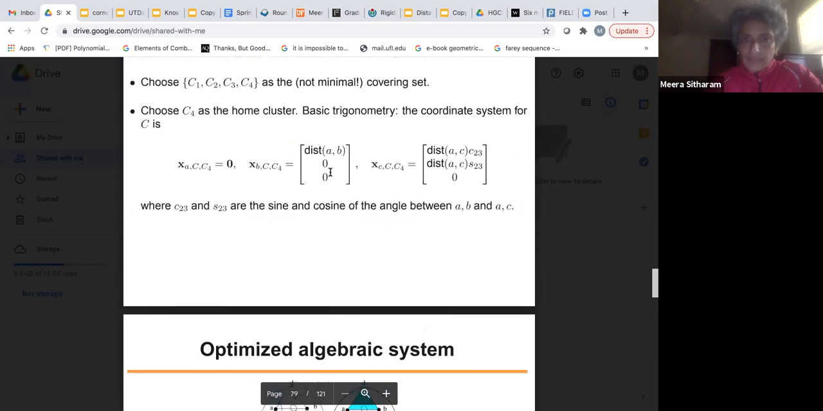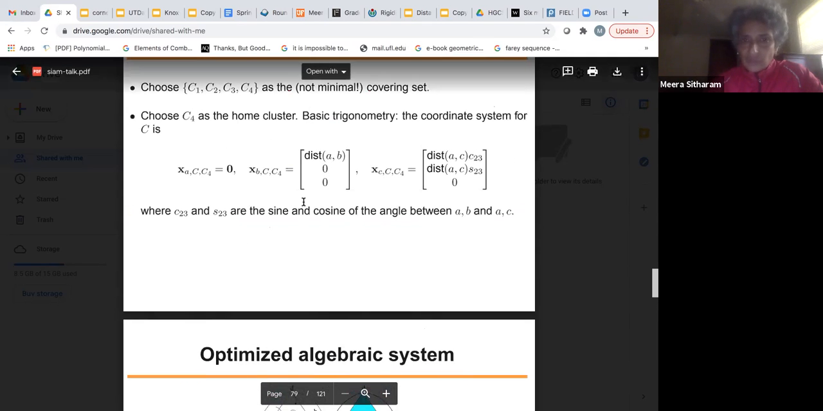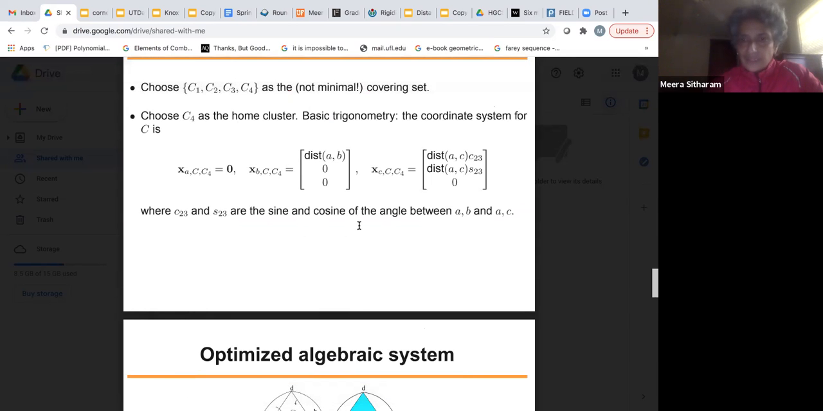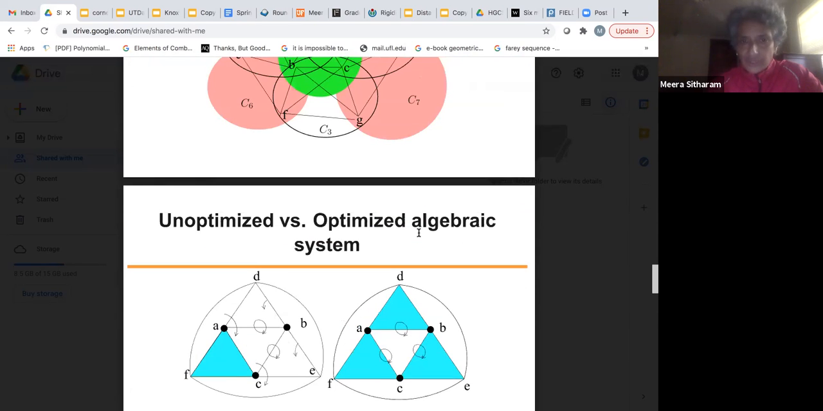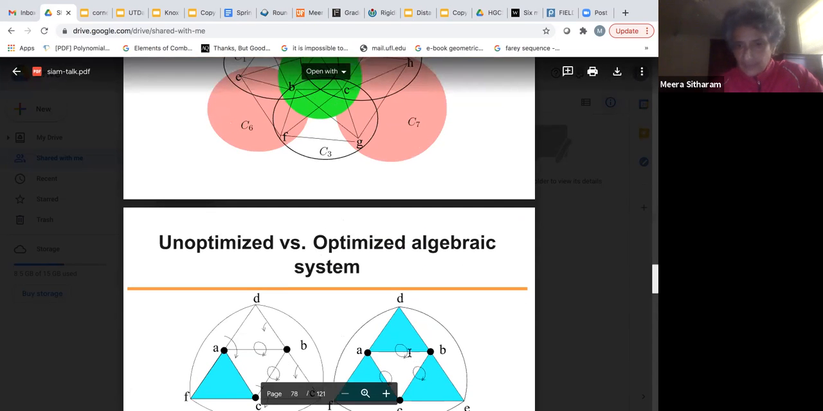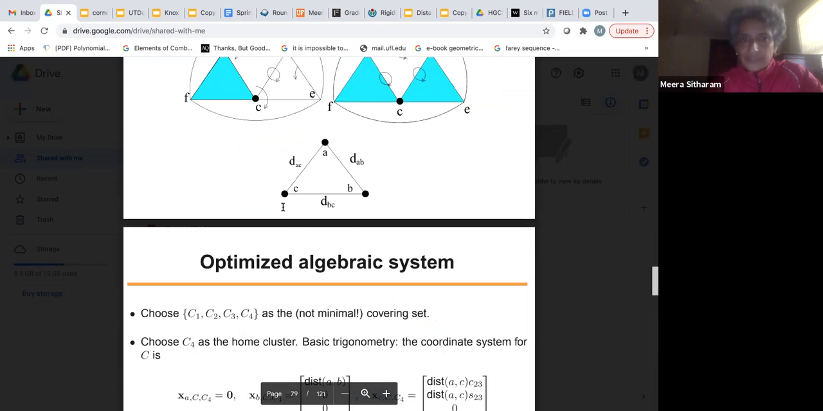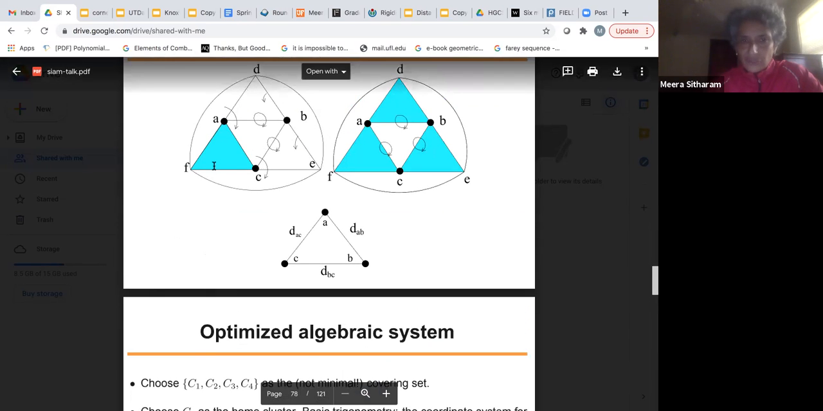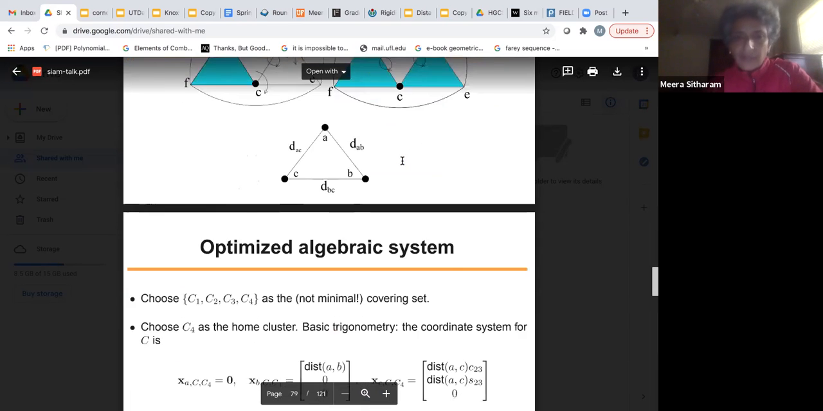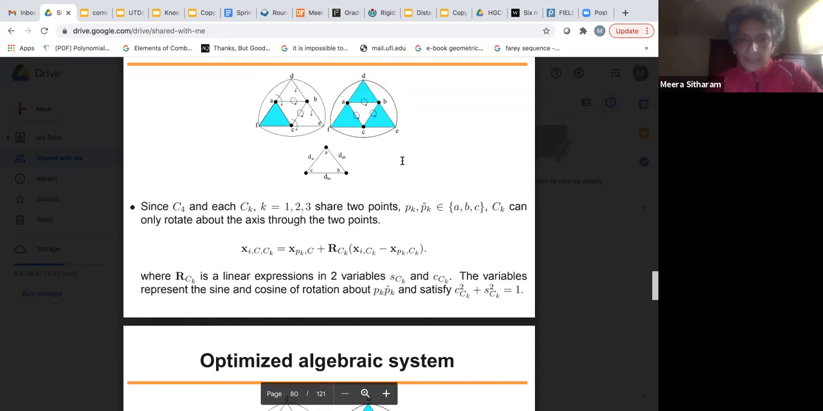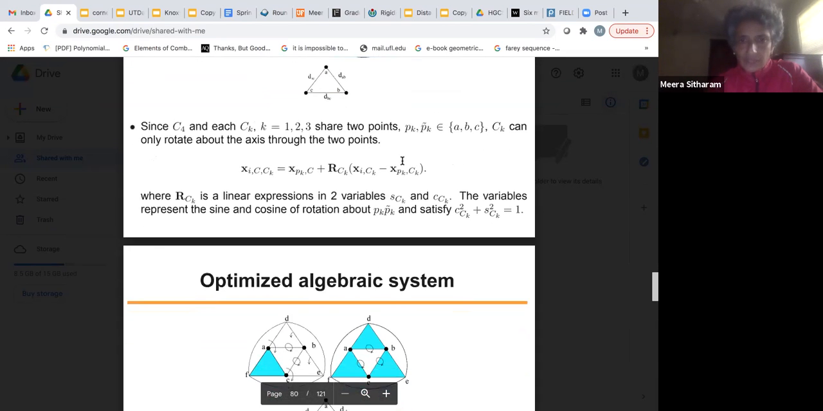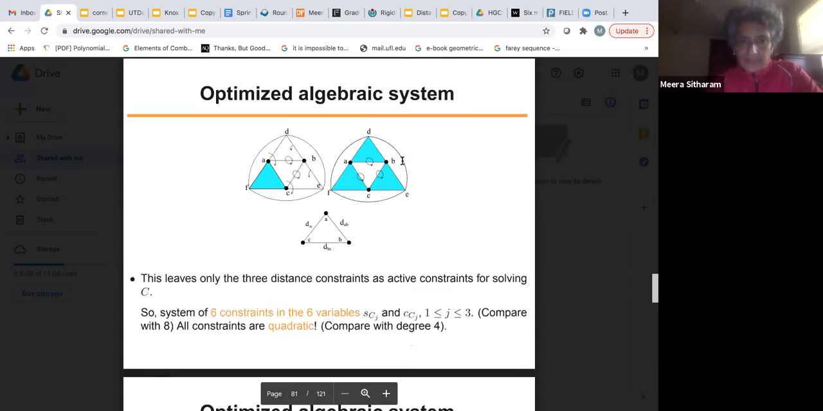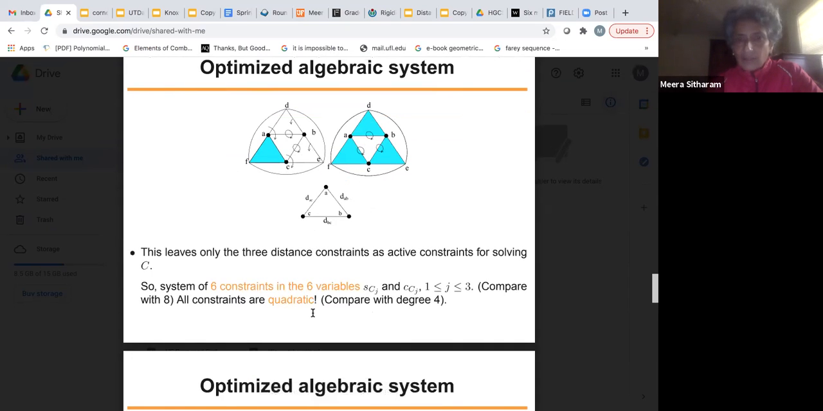So you use the C4 as the home cluster, and then you simply use the sine and cosine of the angles, those three angles that are shown here, right? We're not doing this. This is a silly way to do it, to use this as a home cluster and use like a 3D rotation angle about this point. This is not being used. We're just using this one. And if you do it that way, to cut a long story short, we end up with 6 constraints and 6 variables, and all the constraints are quadratic.